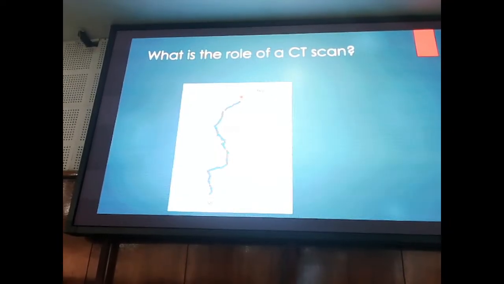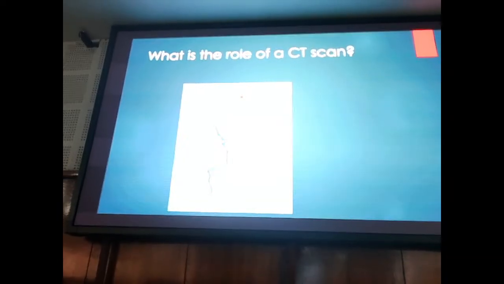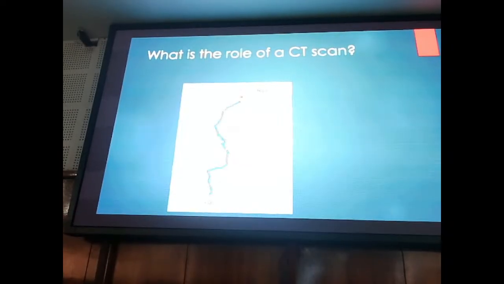I'll try to make it as simple as possible, and whatever I'm speaking here will all be evidence based. So basically, what is the role of a CT scan? For us as rhinologists or ENT surgeons, a CT scan is like Google Maps. It tells you where to go, where not to go, what are the dangers that you're going to face during your surgery, and how you can avoid them as well.